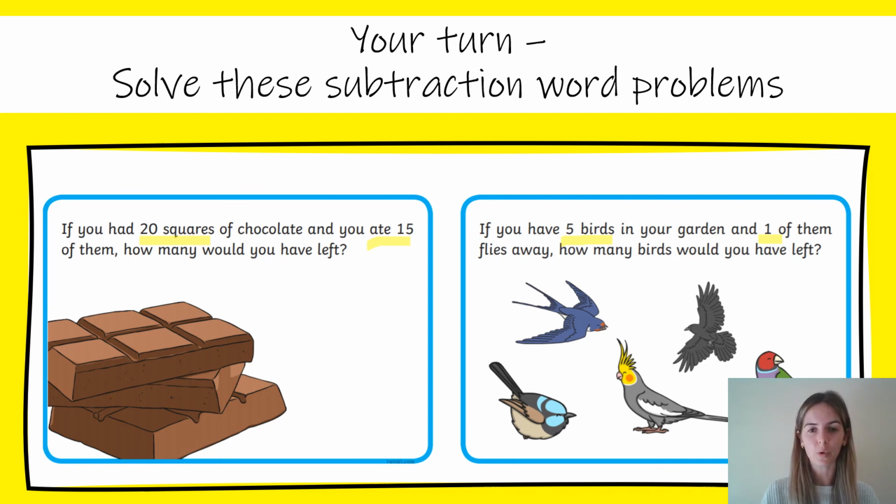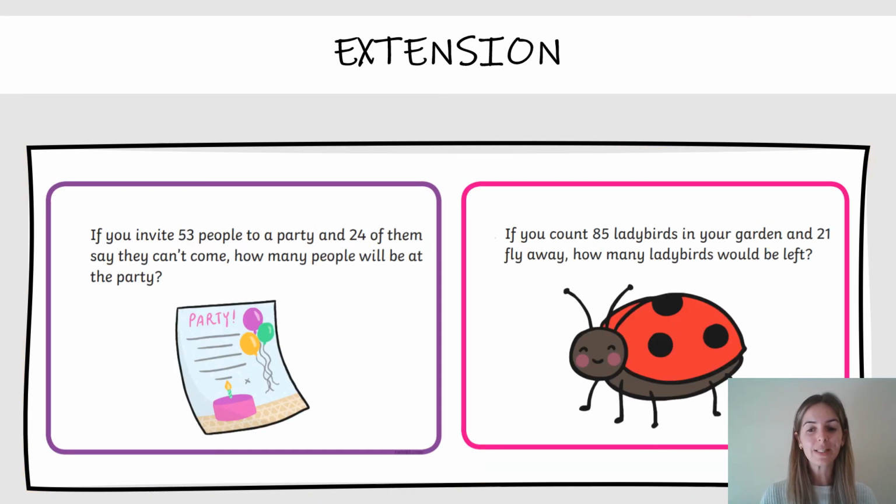Let's look at a couple more. Now these ones are extension questions and we're looking at bigger numbers, so listen to them now. If you invite 53 people to a party and 24 of them say they can't come, how many people will be at the party? And the next one, if you count 85 ladybirds in your garden and 21 fly away, how many ladybirds would be left?